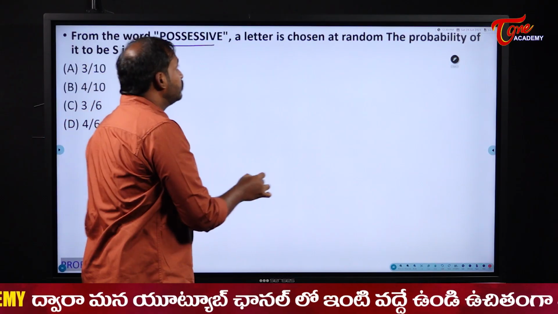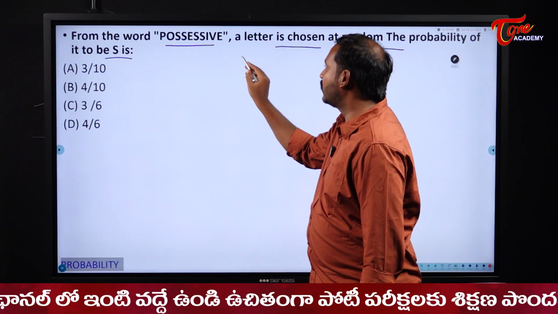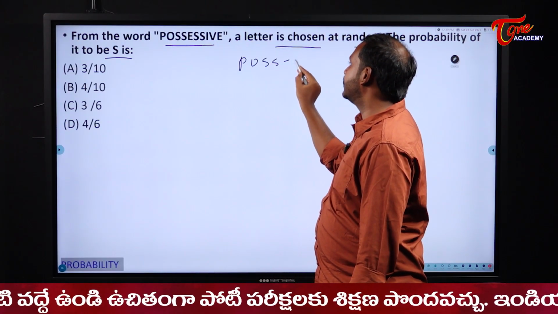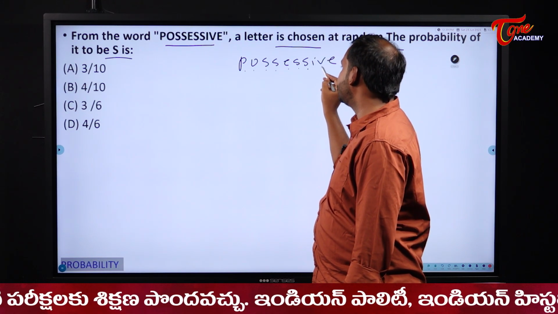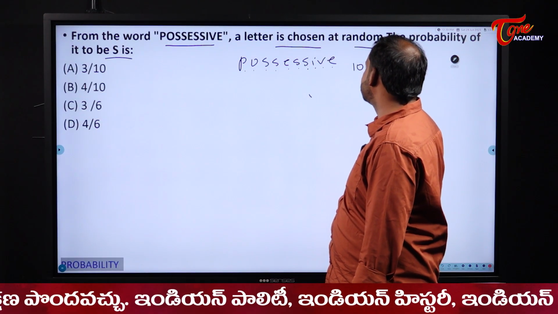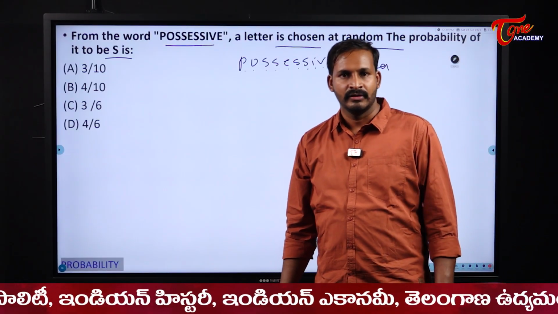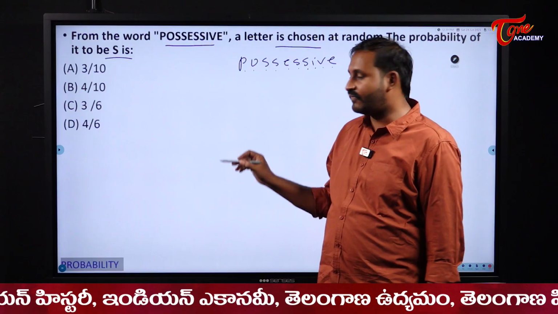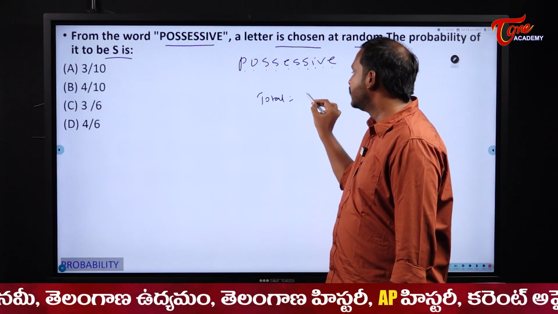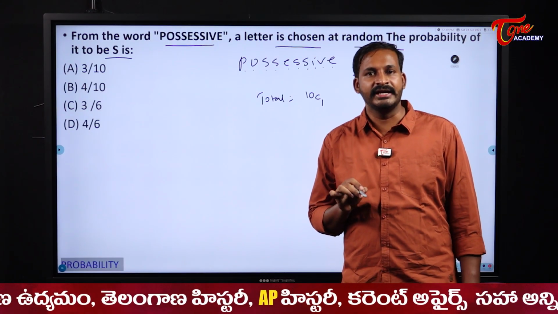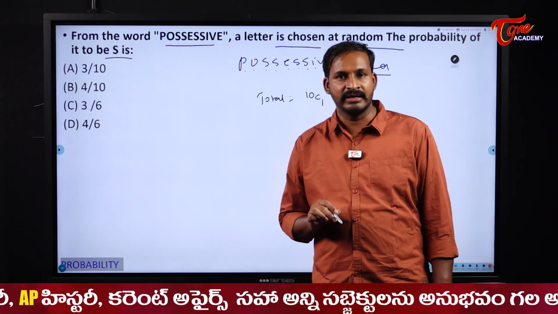Next one. From the word POSSESSIVE, a letter is chosen at random. The probability that it is S is. First of all, how many letters are there in the word possessive? 1, 2, 3, 4, 5, 6, 7, 8, 9, 10. So, 10 letters are there in this word. From this word, we are choosing one letter in a random manner. What is that letter? S. So, when I choose one letter from these 10 letters, what is the total number of chances for me, students? 10C1. From 10, I need to choose 1. So, it will become 10.